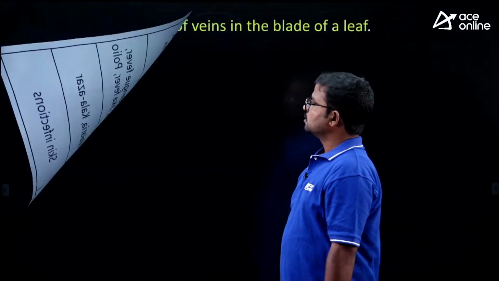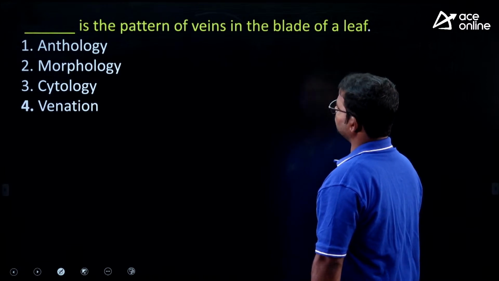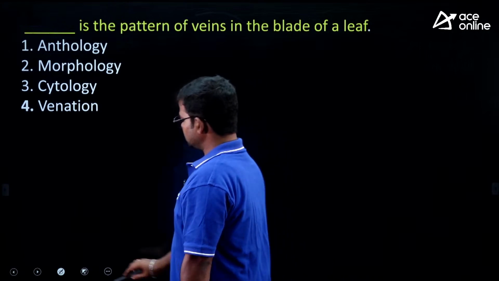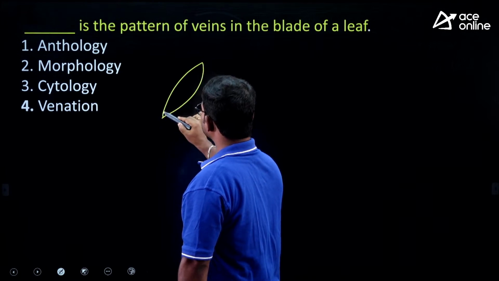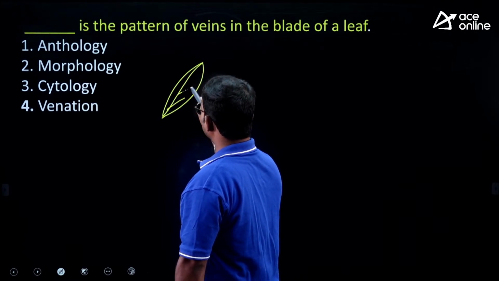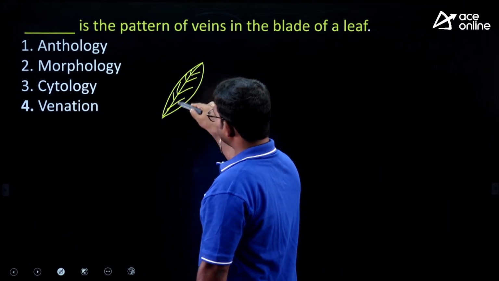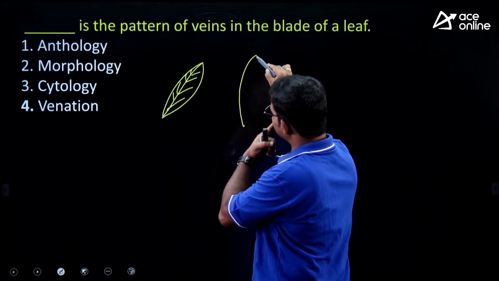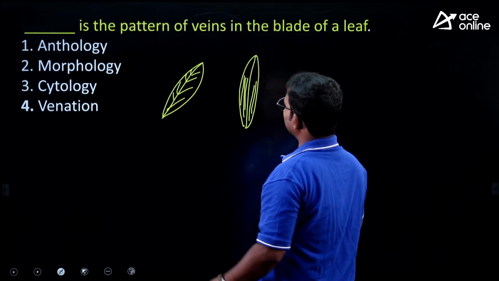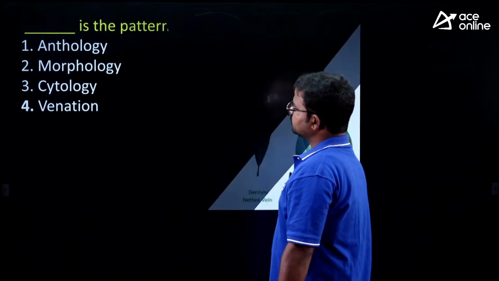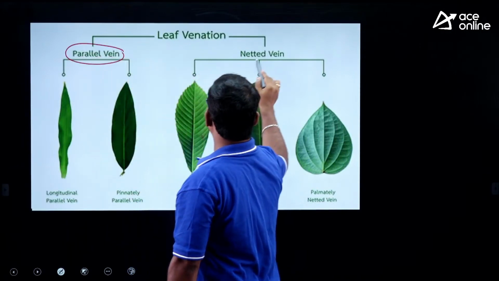Okay, right. So next one: dash is the pattern of veins in the blade of a leaf. So pattern of veins. Suppose you consider some leaves; here it's looking in this orientation, or in some leaves the veins are looking like this orientation. So parallel veins, and next netted veins.